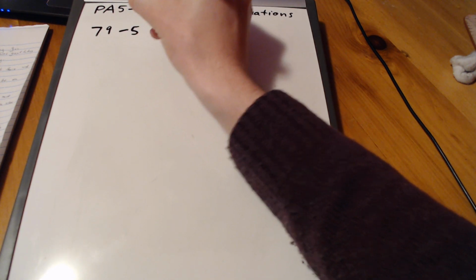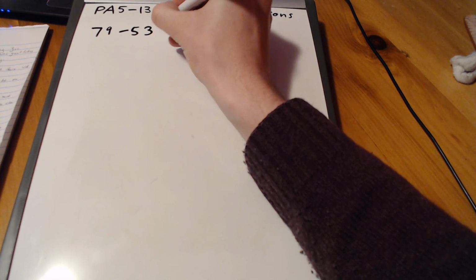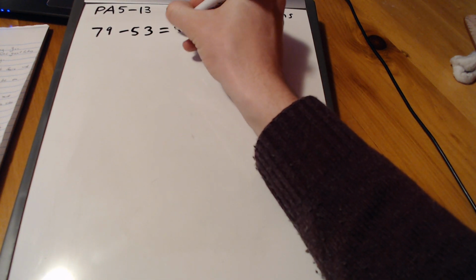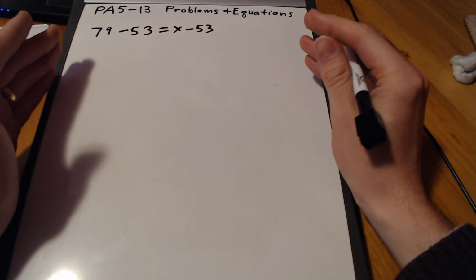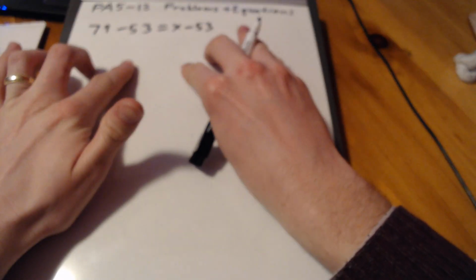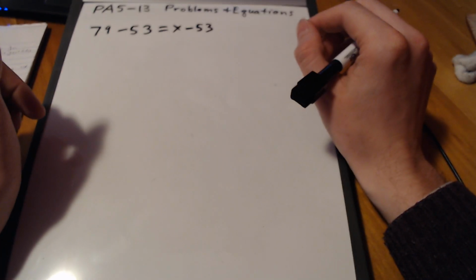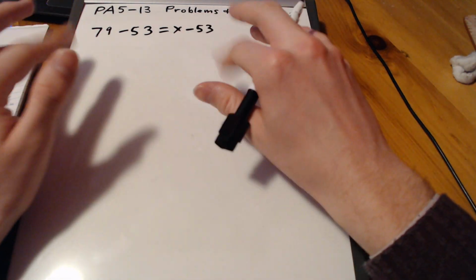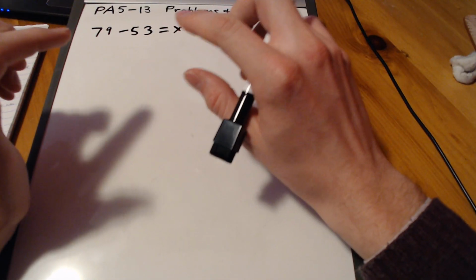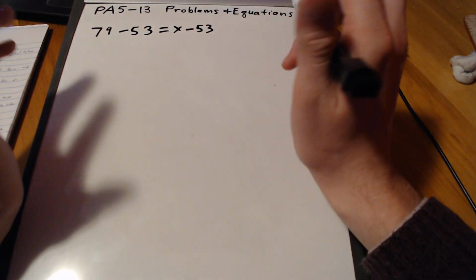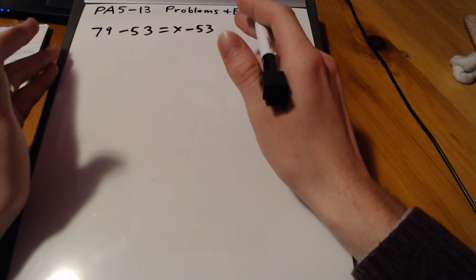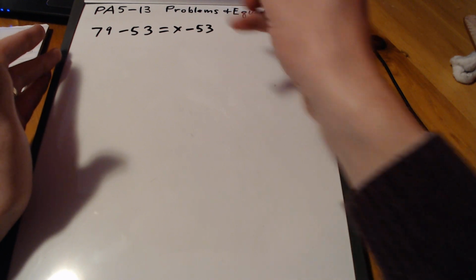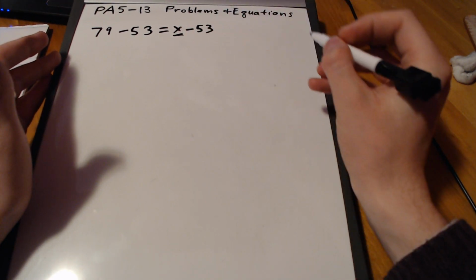79 minus 53 equals x minus 53. So with any equation, we know that both sides have to be equaling the same ultimately. That if you added them all up or subtracted them, they'd equal the same thing. So that makes an equation true. If it doesn't do that, then it's false. So we're trying to make sure that this equation is true, and we're trying to find out x.